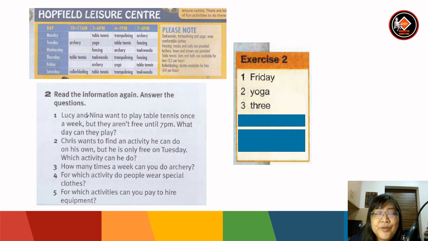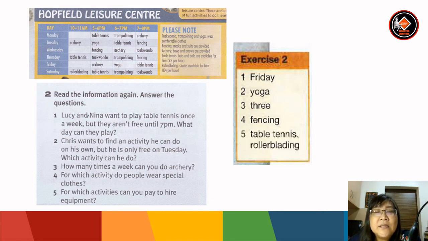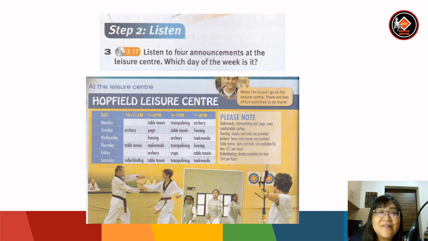Number 3, how many times a week can you do archery? The answer is 3. Number 4, for which activity do people wear special clothes? The answer is fencing. And the last question, for which activities can you pay to hire equipment? The answer is table tennis and roller blading. Dear students, now listen to 4 announcements at the leisure centre. Which day of the week is it?